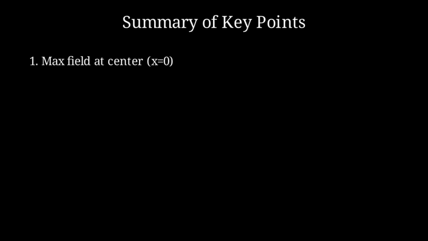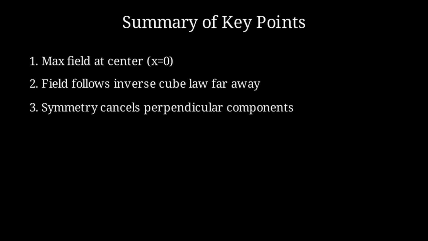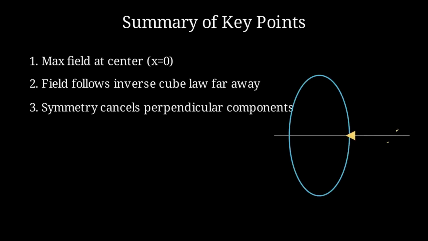To summarize, the magnetic field on the axis of a circular loop is highest at the center and drops off as you move away. The derivation relies on the Biot-Savart Law and the cancellation of non-axial components due to symmetry. This formula is the foundation for designing solenoids and electromagnets.